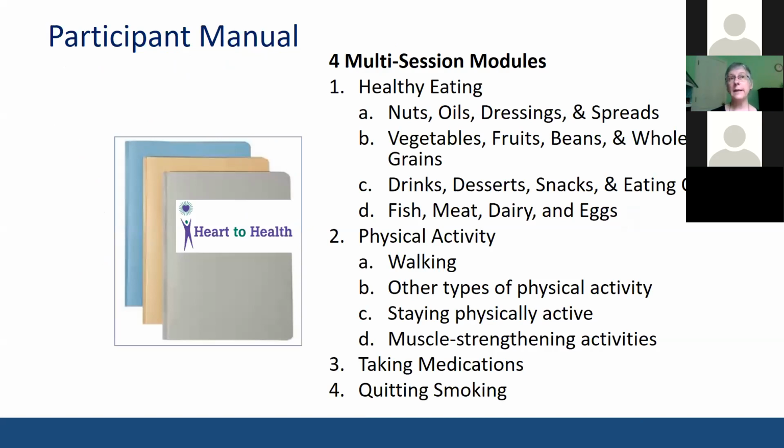The participant manual, we took a manual that had been used in a research tested study, and the manual included 4 sessions. The first 2 had multiple sessions. The healthy eating one, if you look at that, you will probably note that we were following a Mediterranean style diet. Then the physical activity also has 4 sessions, and then 1 session each for taking medications and quitting smoking. And the quitting smoking was largely oriented towards referral to a quit line.